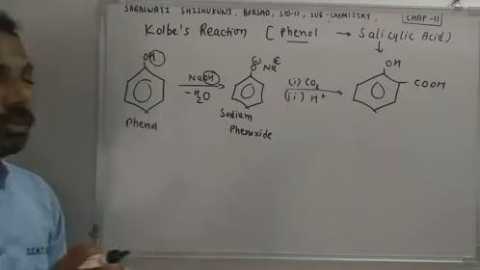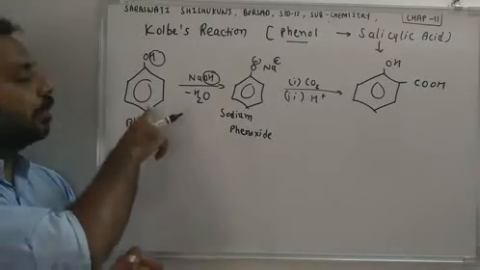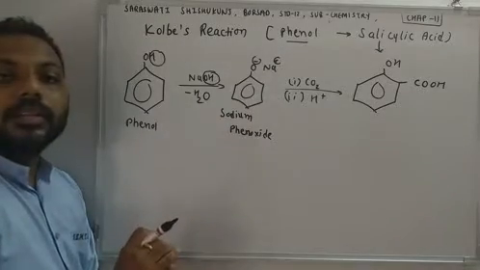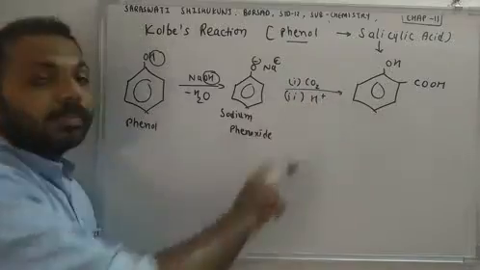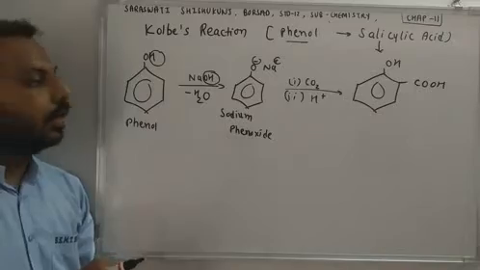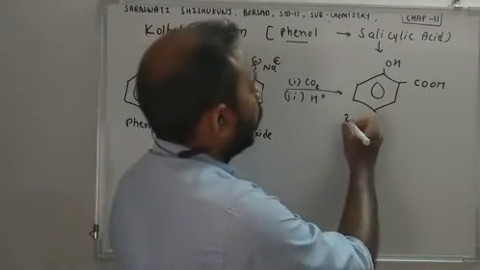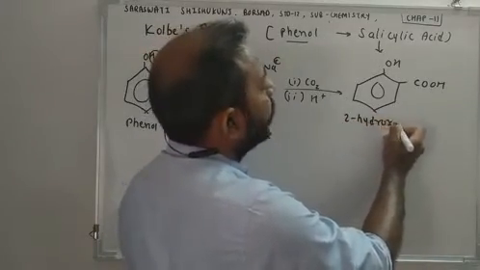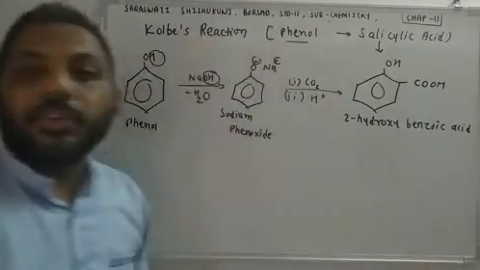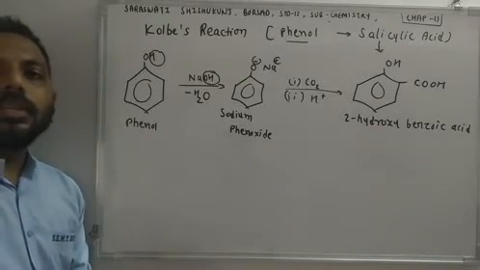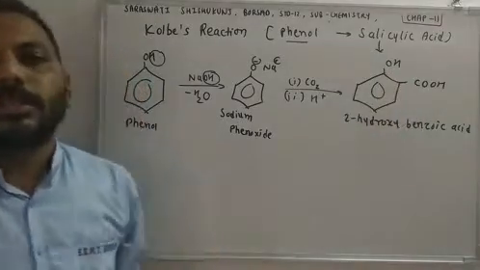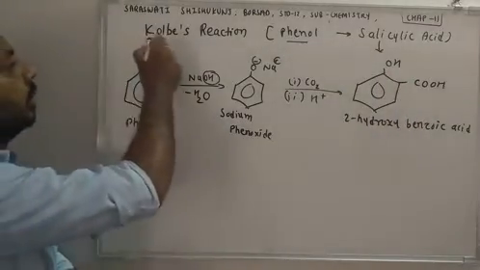Right now, you just remember phenol reacts with NaOH, forming sodium phenoxide, and the reaction with carbon dioxide and H plus will give salicylic acid, that is OH and COOH on the benzene ring. It is also known as 2-hydroxybenzoic acid. So in a short question, if they ask the IUPAC name of salicylic acid, that is 2-hydroxybenzoic acid.